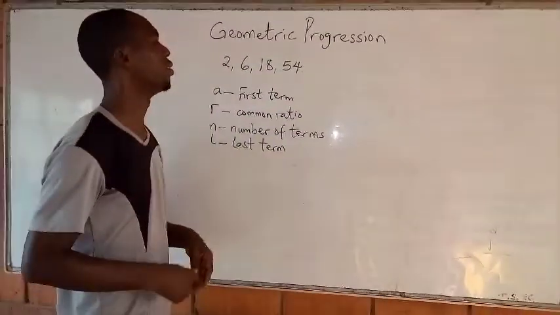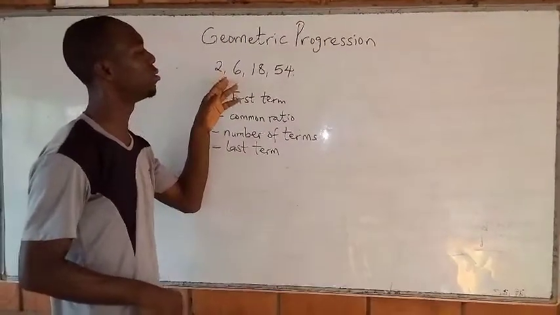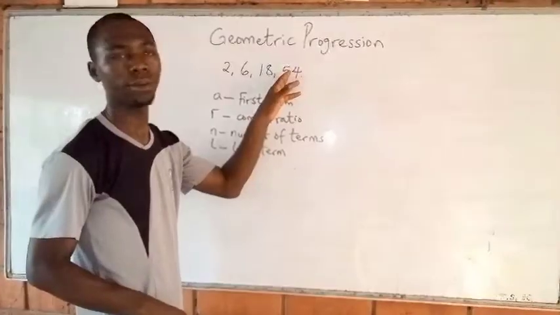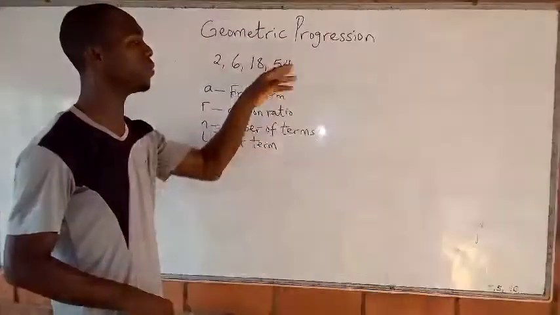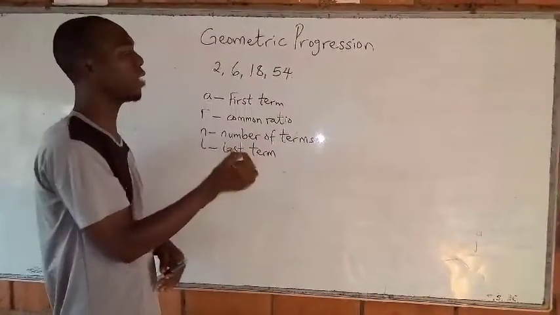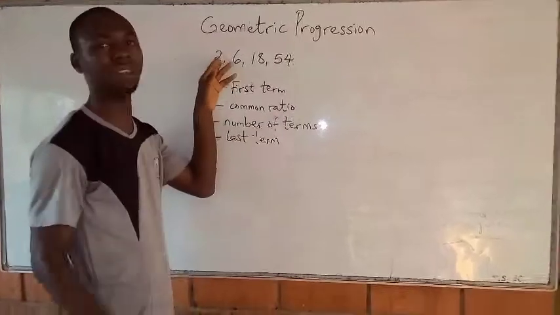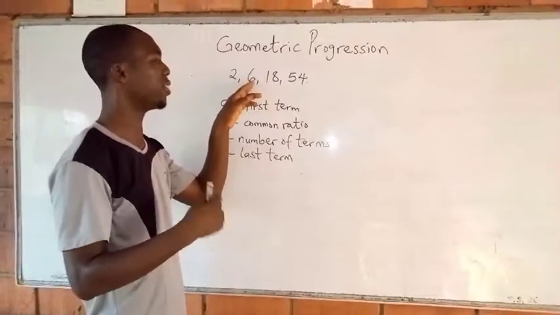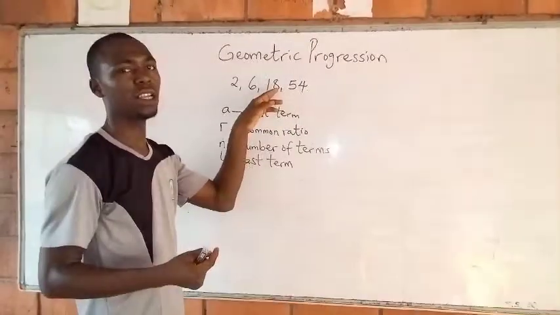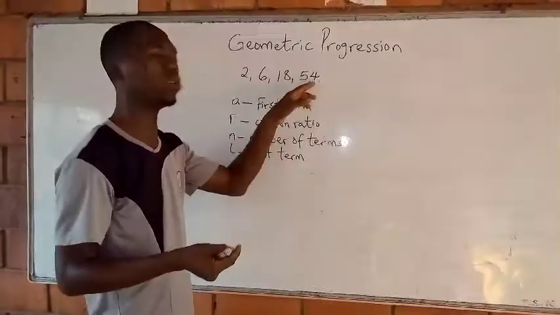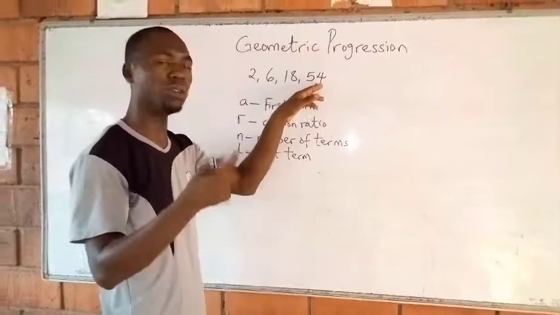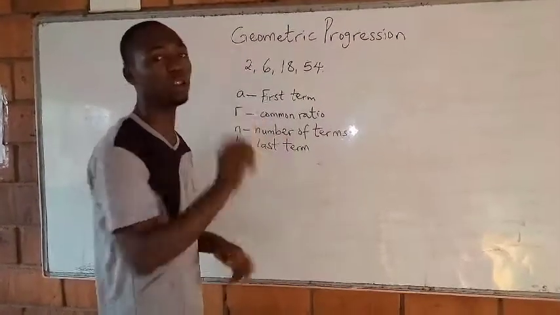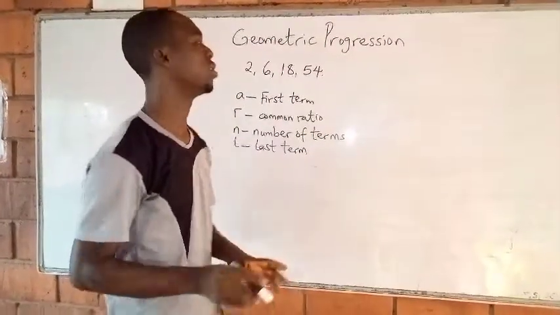For instance, look at this series now. 2, 6, 18, 54. If you observe, if you multiply 2 by 3, you get 6. If you multiply 6 by 3, you get 18. And if you multiply 18 by 3, you get 54. And it continues like that. So we can say this is a geometric progression.